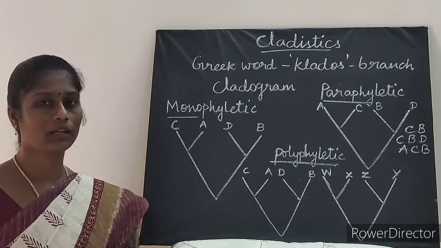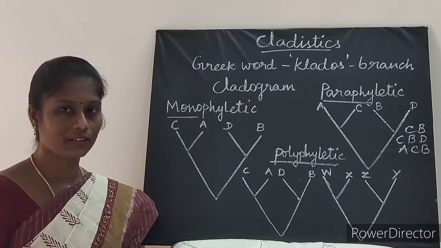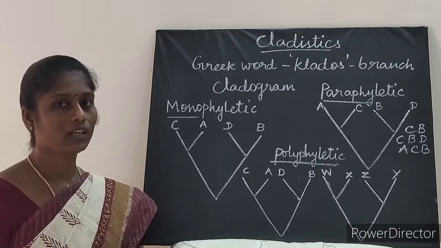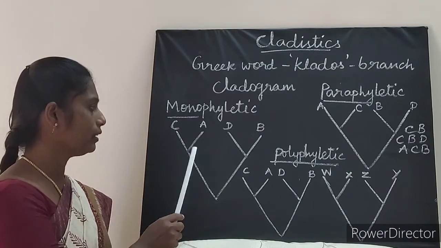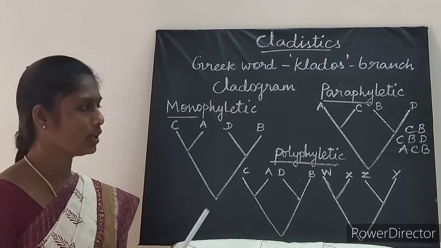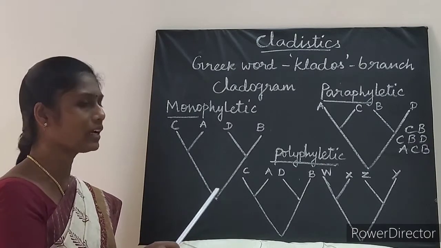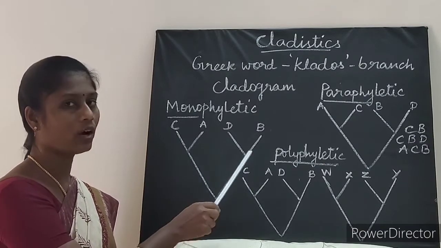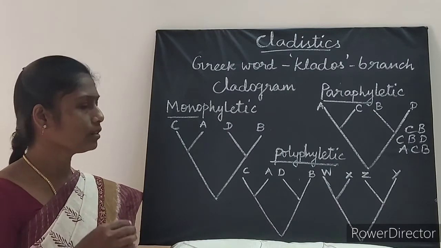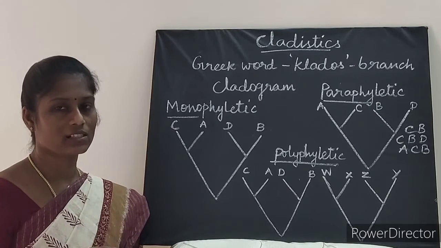The cladogram is the outcome or result of cladistic analysis. It is represented by a tree-shaped diagram. So this is a cladogram, a representation of a cladistic analysis. It is in the form of what? Tree-shaped diagram.